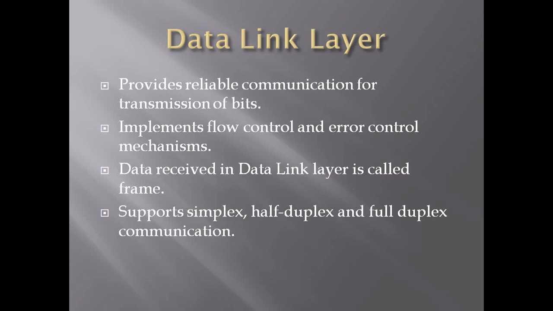The data link layer provides reliable communication for the transmission of the bits. It implements flow control and error control mechanisms. Flow control means the data has to be transmitted without any collisions, and error control means the data has to be received without any errors. Data received in the data link layer is called a frame. It supports all 3 different forms of communication.